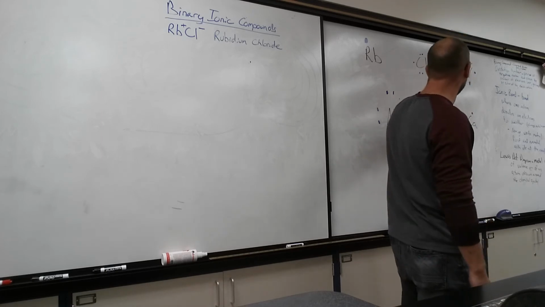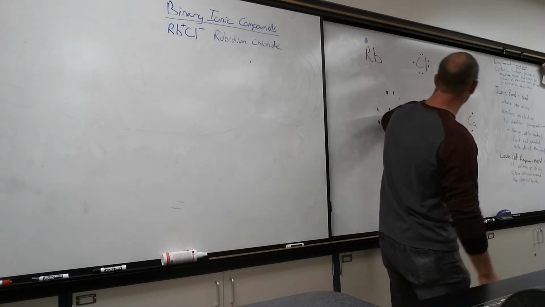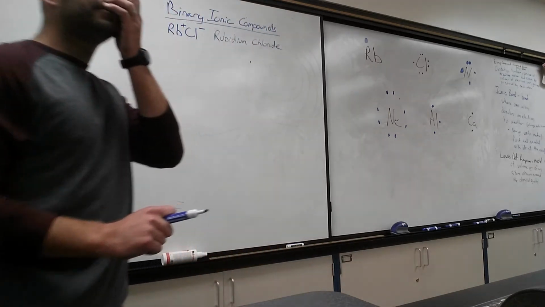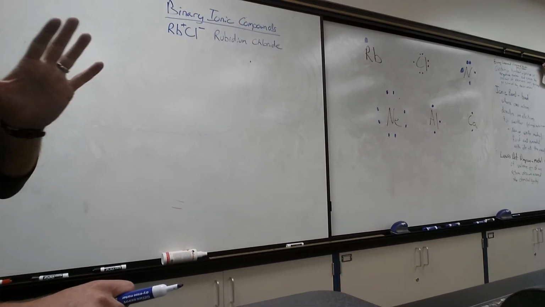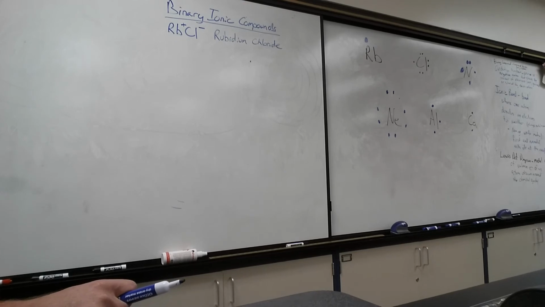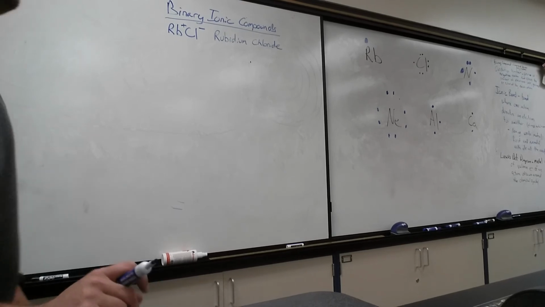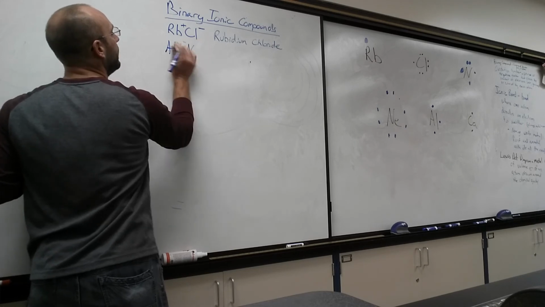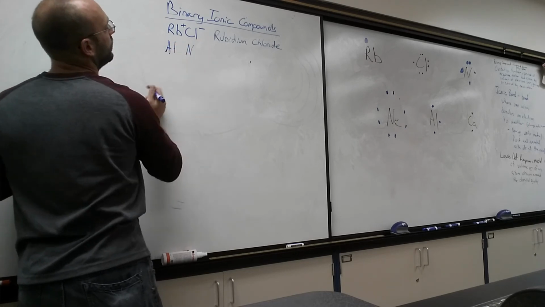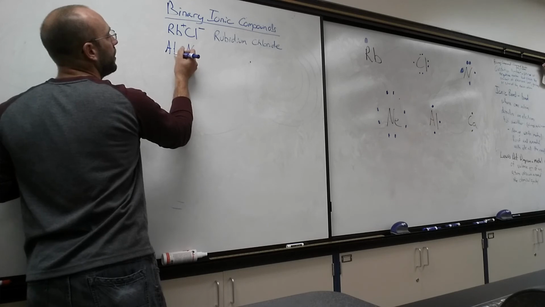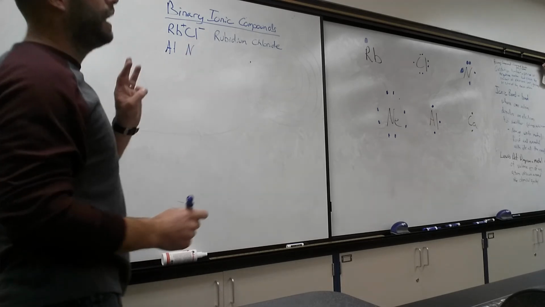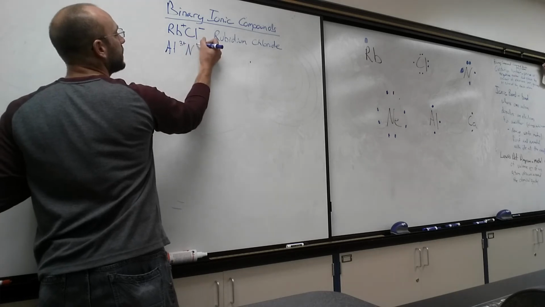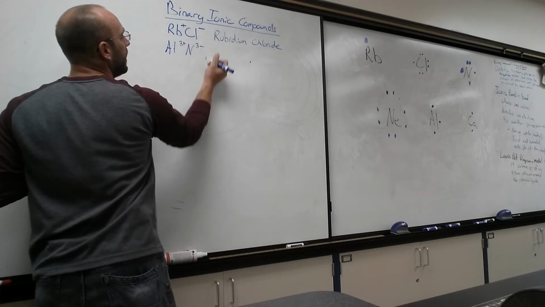Let's go back to the next metal, aluminum. Is there anything that aluminum can give all 3 of its electrons to? Nitrogen. Why? Because nitrogen has 5. So I can do aluminum with nitrogen, AlN. What's going to be the charge on aluminum? It's giving away 3, so 3 plus, and nitrogen is going to be 3 minus.